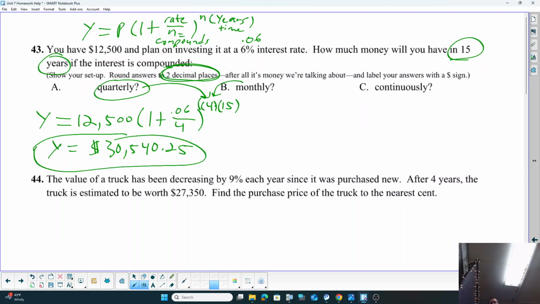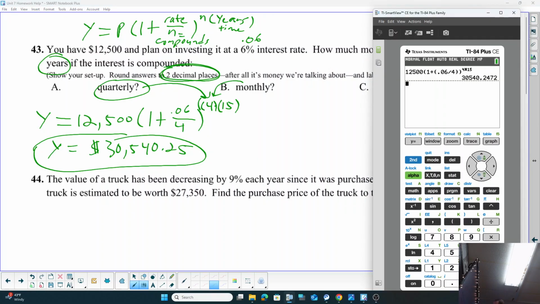And we do it monthly. So quarterly is 4 times a year. How much is monthly? Pause me, try the next one on your own. Okay, so now instead of 4 times a year, it's going to be 12 times a year. Whoa, what's that going to do? That's a lot of compounding.